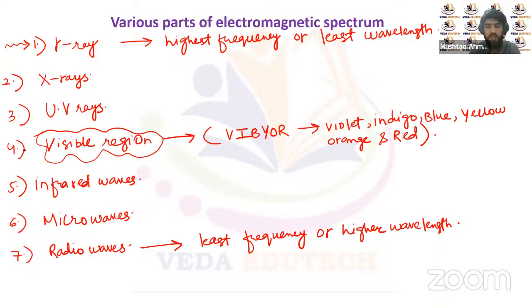So the visible region is very important for us because our eyes are very sensitive to this region, and because of this region, we are able to see everything around us, right? So it becomes very important for our vision. That's the visible region, right? So this was all about the electromagnetic spectrum, right?